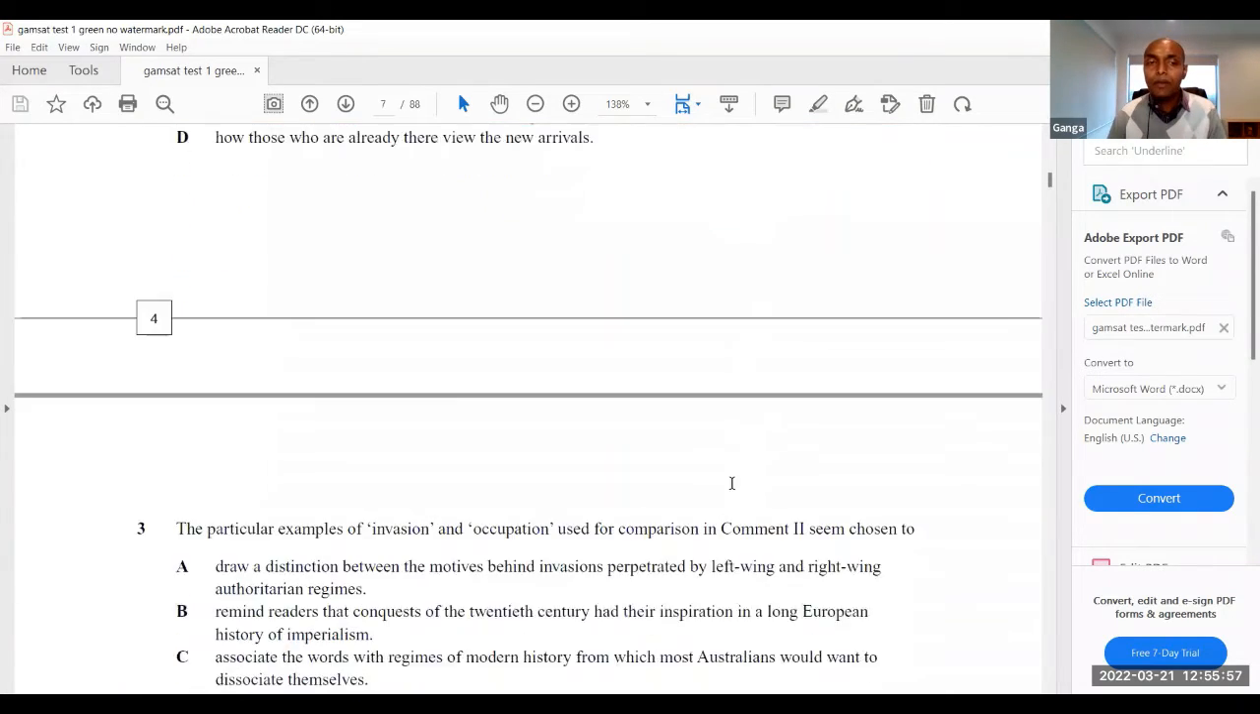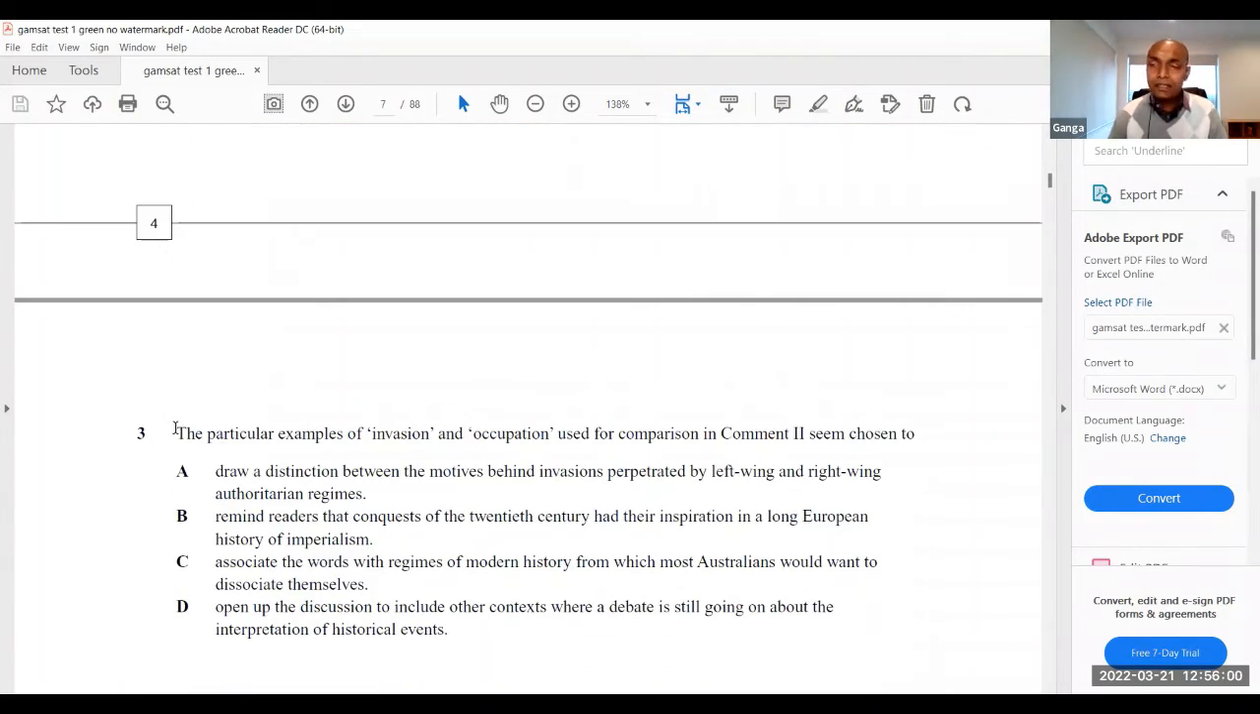However, when you look at question 3, it is phrased in a very subtle difference, which you would need to pick out. So here, the particular examples of invasion and occupation used for comparison in comment 2. And then the keywords here, seem chosen to. So seem chosen to means that it is asking the candidate to look at it on a wider perspective, in the sense of among all the different ways in which this message could be communicated, this text is the way that the message was indeed communicated.